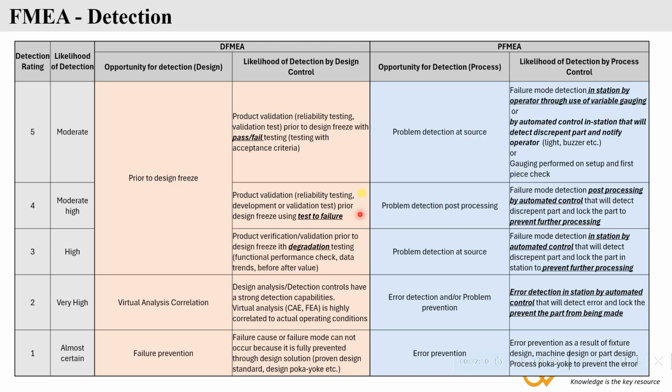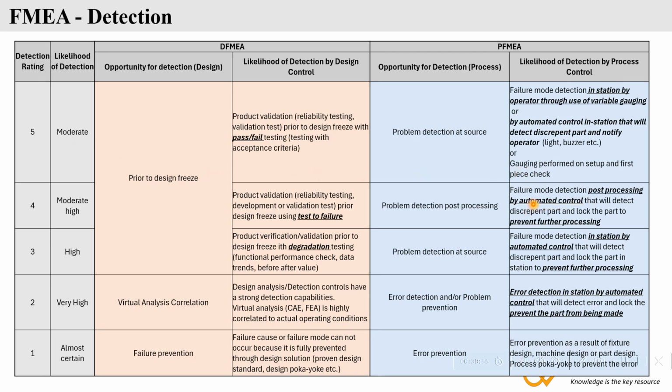Coming to the process, rating 5 means failure mode detection in station by operator through use of variable gauging. Here in station and variable gauging, or by automated control in station that will detect discrepant part and notify operator. So it will give some light or buzzer, or gauging performed on setup or first piece approval. So setup or first piece approval through gauging will be given as a rating 5.